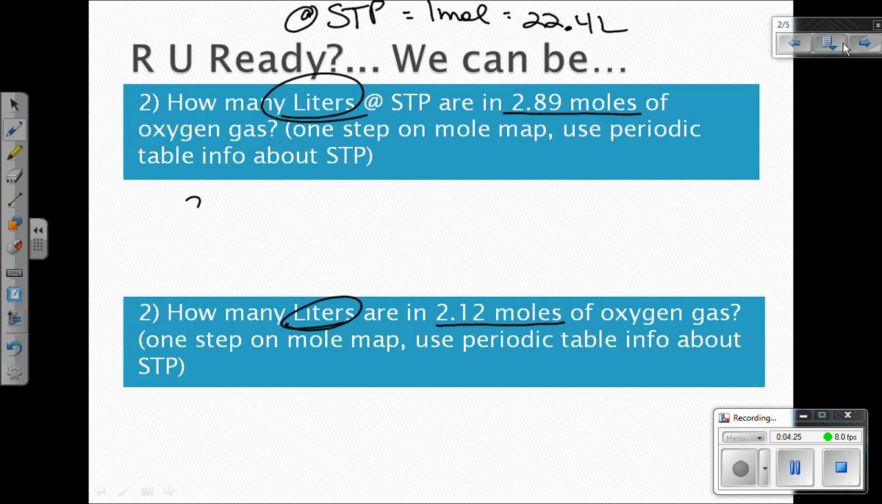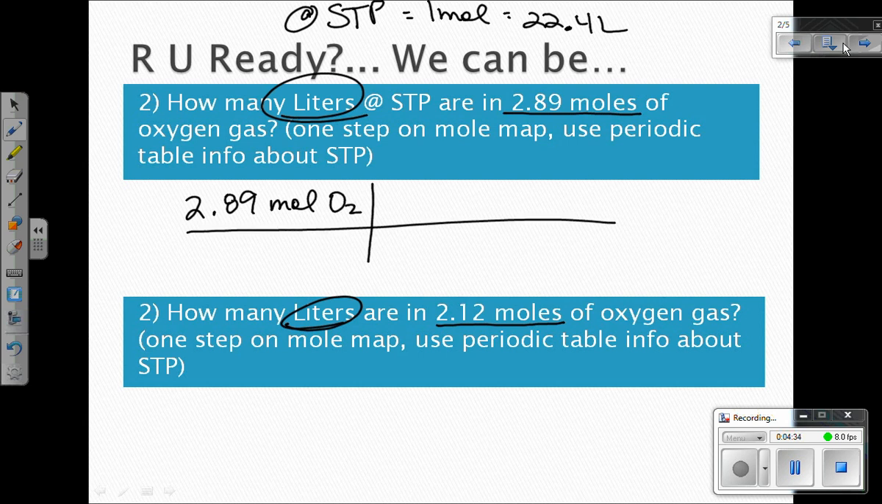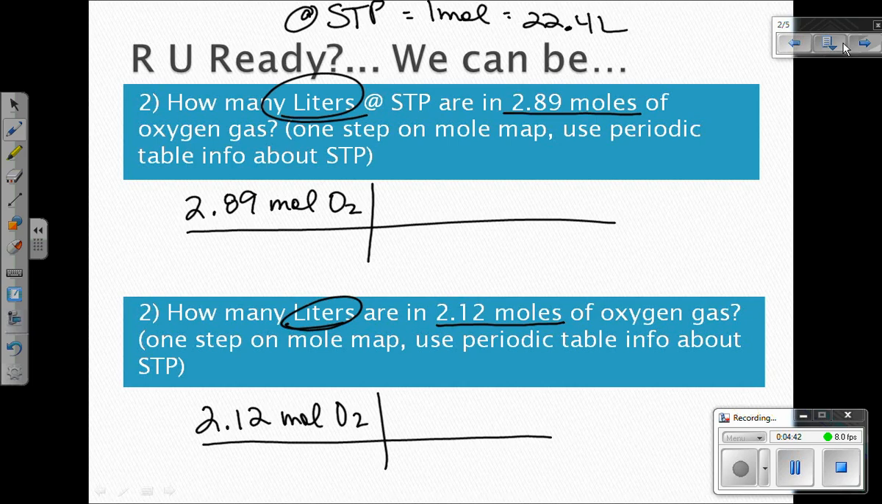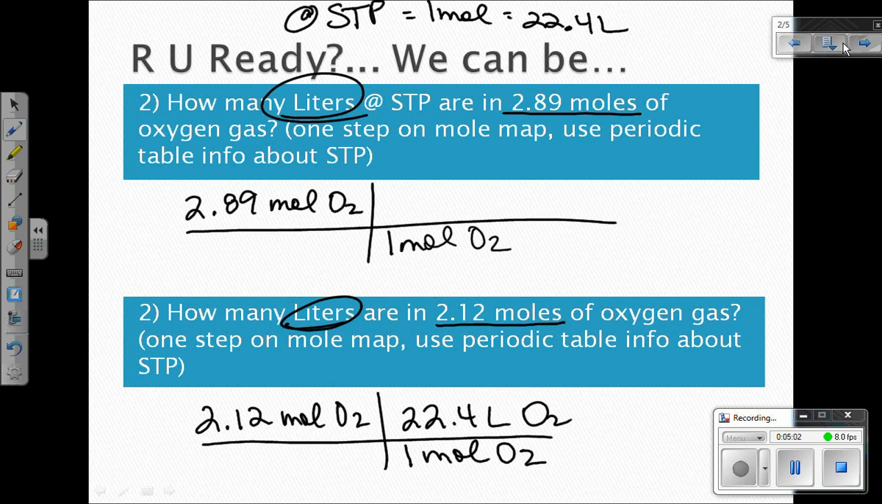So if we have 2.89 moles, we're going to start with what we were given, and it's oxygen gas. I'm going to write that as O2 because it's a diatomic. And then 2.12 moles of oxygen gas. Again, if moles are on the top, on my next conversion, it has to be on the bottom. Because I'm looking for liters, for every 1 mole I write 22.4 liters of O2. So 1 mole of O2 is 22.4 liters of O2.